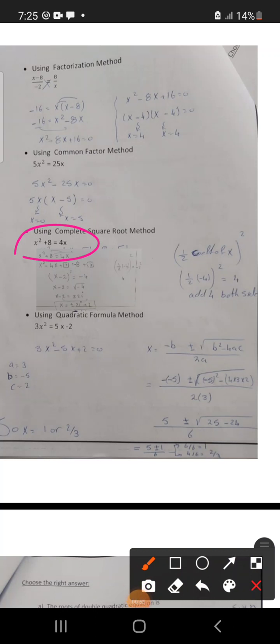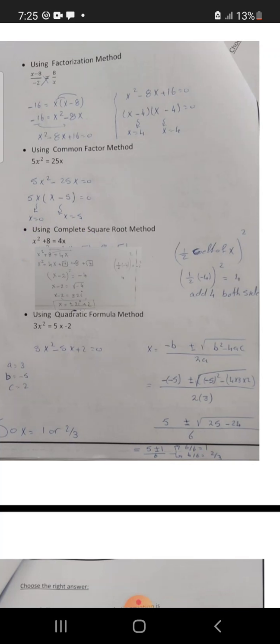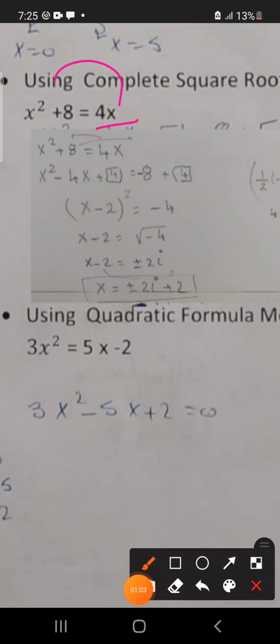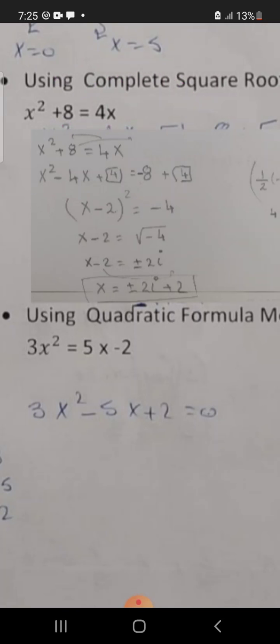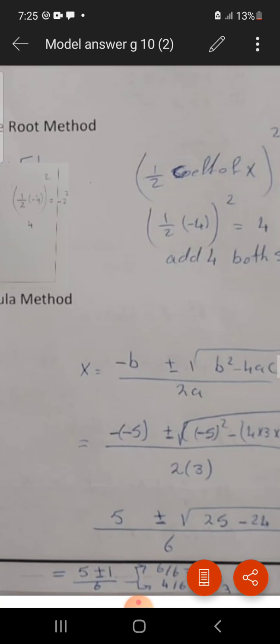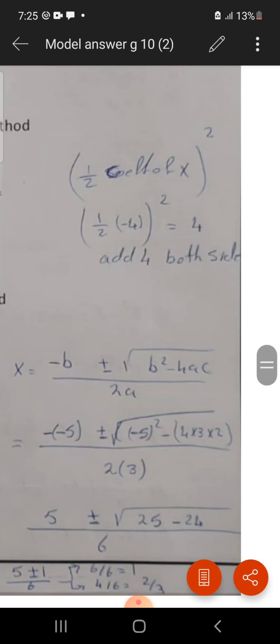You said that we must collect the x terms together and the number on the other side. So what you will do here is send 4x with a negative here and 8 with a negative here. Then, second rule, half the coefficient of x, all squared.